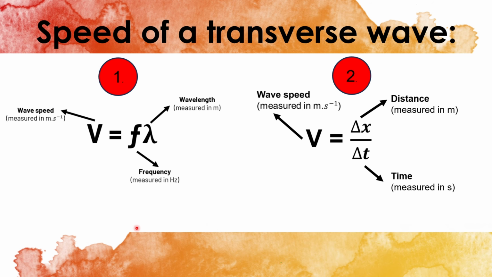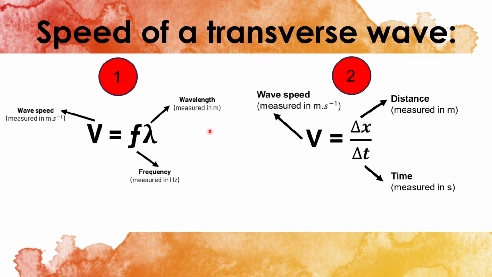Okay, so let's look at the two formulas that we can use to calculate the speed of a transverse wave. The first one is the wave speed, or the speed of the wave, which is always measured in meters per second, is equal to the frequency times the wavelength. So frequency, once again, is always measured in hertz, while wavelength is always measured in meters. Please pay special attention to your conversions.